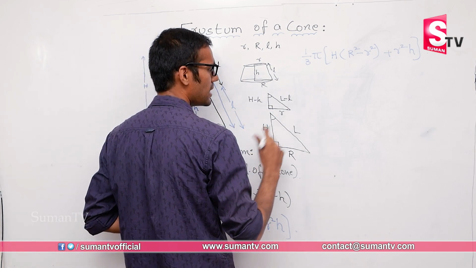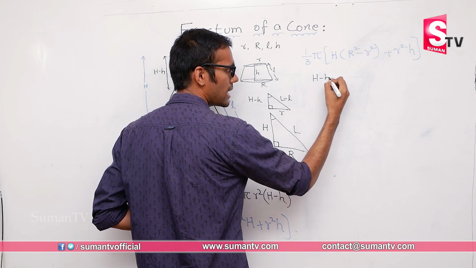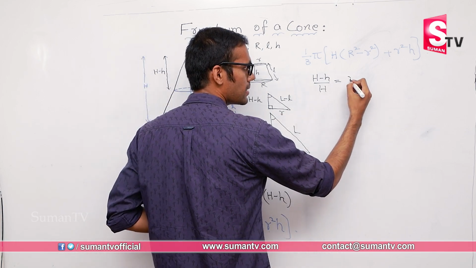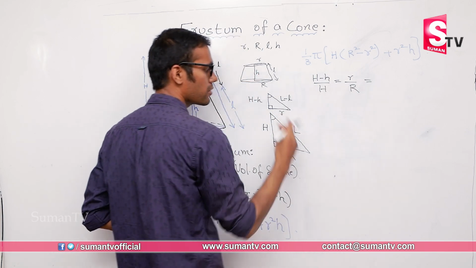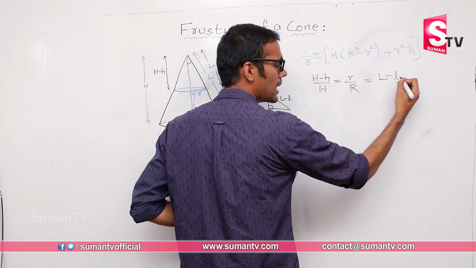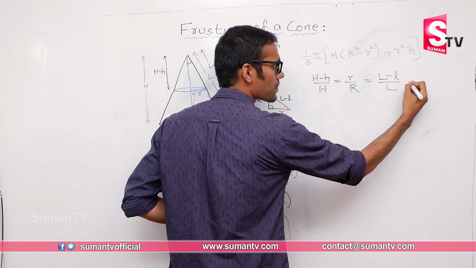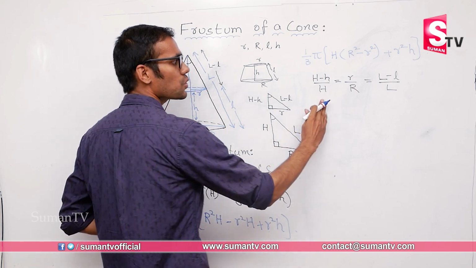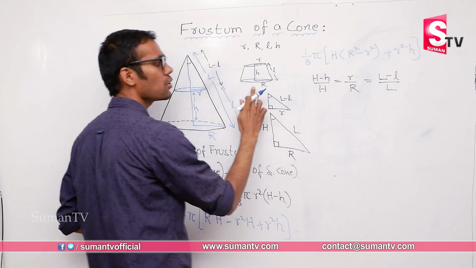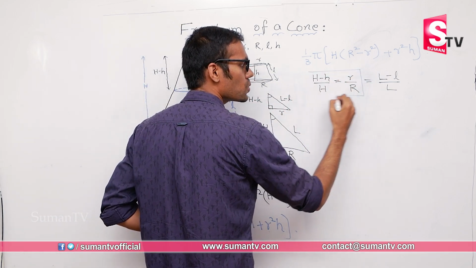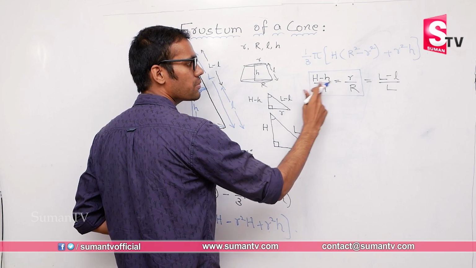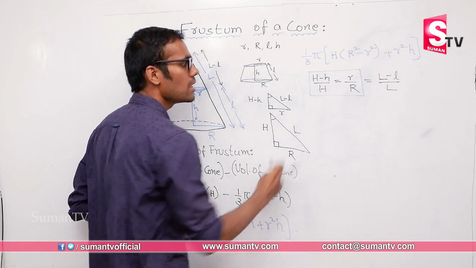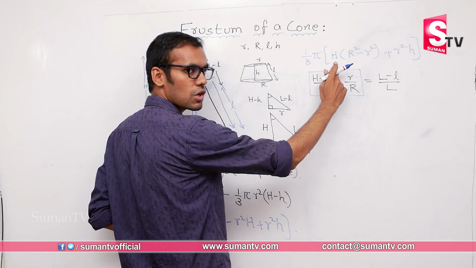So we will take the corresponding sides. Capital H minus small h divided by capital H will be equal to small r divided by capital R, which will be equal to capital L minus small l divided by capital L. Now this is the condition that we got according to the similarity of the triangles. So we want capital H in terms of the known values. So if you take these two relations, capital H minus small h by capital H equals small r by capital R. We don't require capital L because we don't have capital L anywhere. So according to this equation, we'll try to find the value of capital H.